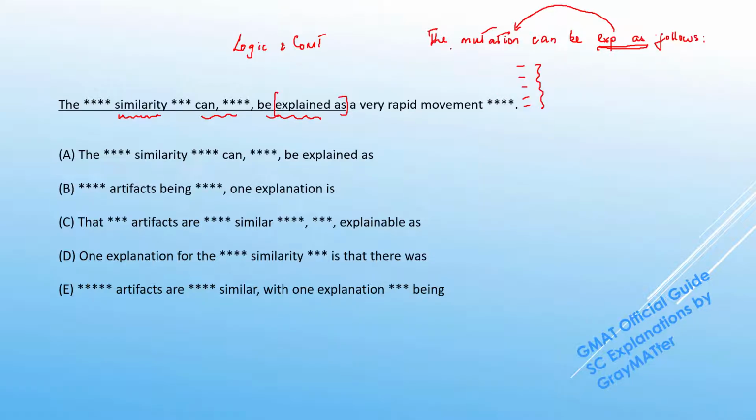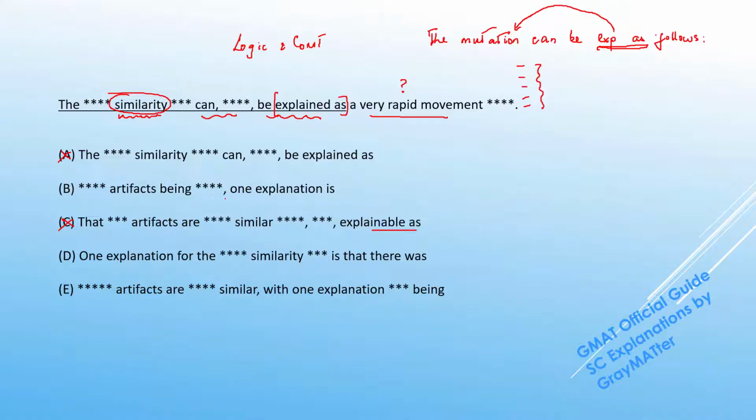So if we apply that meaning here, the sentence would read, the similarity can be explained as a very rapid movement. So the similarity is a very rapid movement? That doesn't make any sense, does it now? We can put it across as the similarity can be explained by a very rapid movement, but the similarity itself being explained as a rapid movement brings the logic into question. So A does not seem logically fine. A similar mistake is happening in C, that these artifacts are similar is explainable as, so that is again logically incorrect. C goes off.